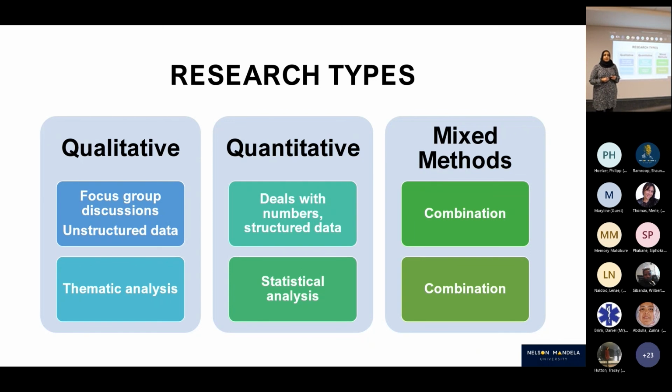Quantitative research, okay, this is the one where you are going to say, for example, did you feel happy or sad when you were wearing a mask? And the participant needs to either choose happy or they need to choose sad. So it deals with numbers and structured data. And the way in which this is analyzed is using statistical analyses, whereas thematic analysis is used to analyze qualitative data.